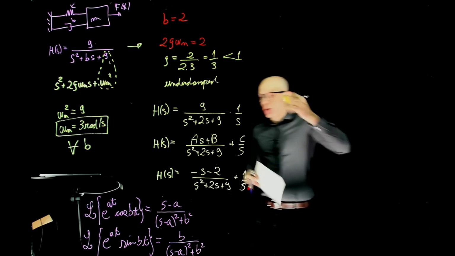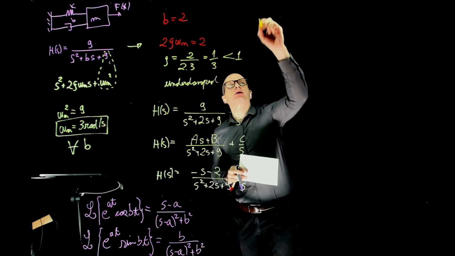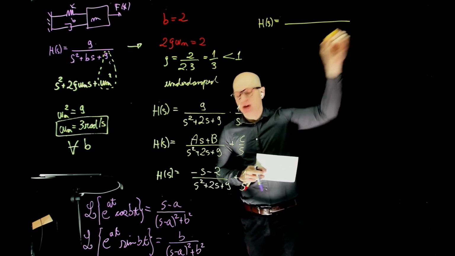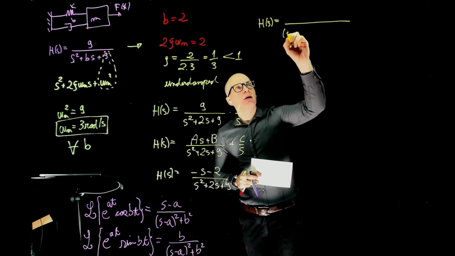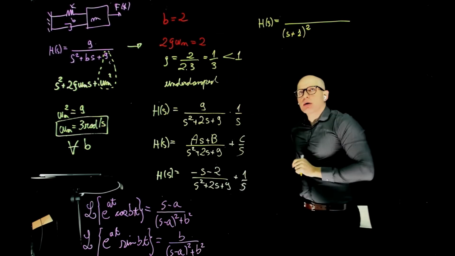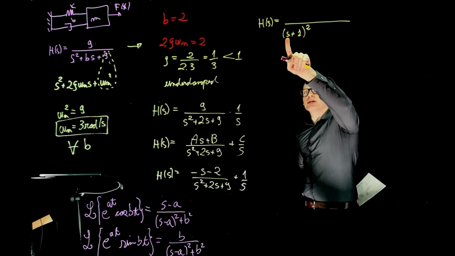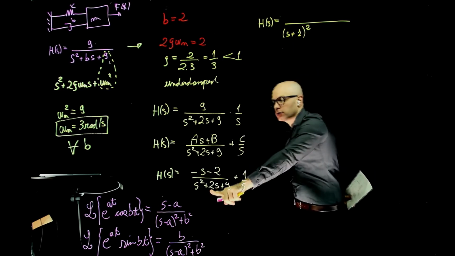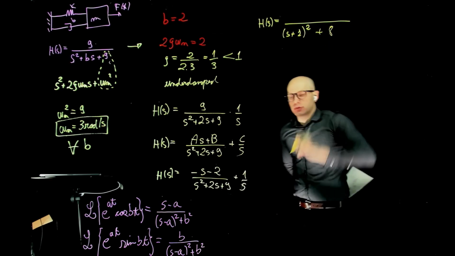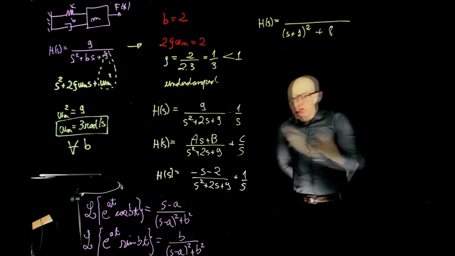-1. It can only be -1. Very good. So you can write the denominator of H of s as (s plus 1) squared. Right? So this will be s squared plus 2s plus 1. So we need to add 8 to it. There is no other option.